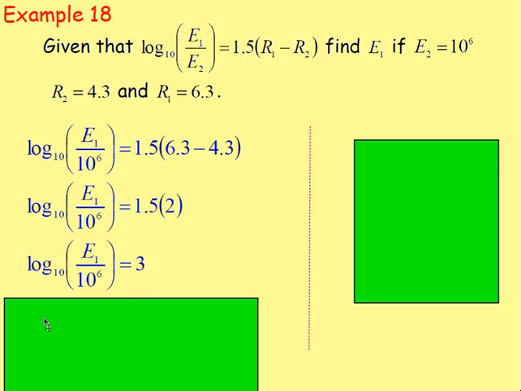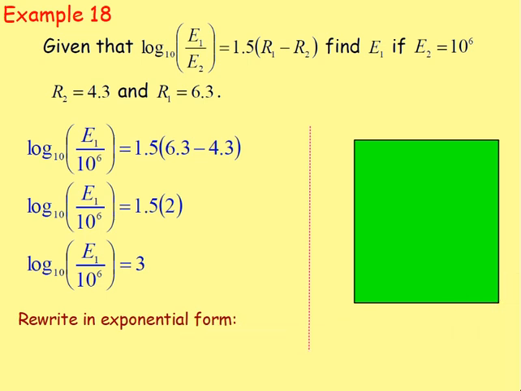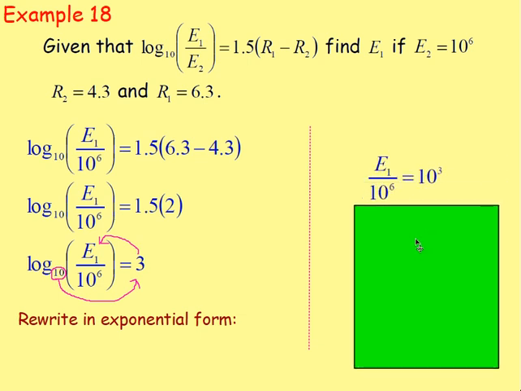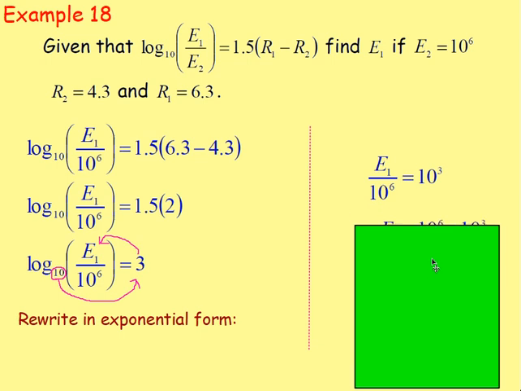Yeah, it's difficult to work out in log form, so rewrite it as an exponential. So, in exponential form, take the base, draw a line at the bottom across to the other side, and draw your line at the top back over here. So, you would end up with 10 to the power of 3 equals E1 over 10 to the power of 6. We are wanting to work out this value of E1, so multiply both sides by 10 to the power of 6, or move that over and then times.